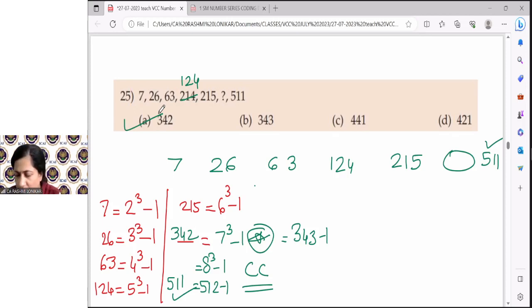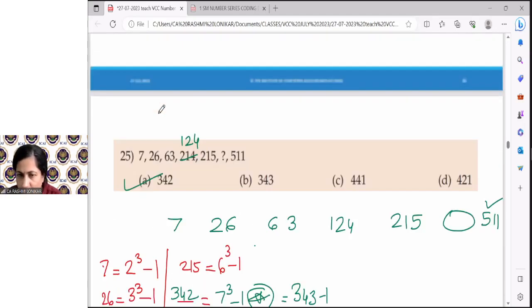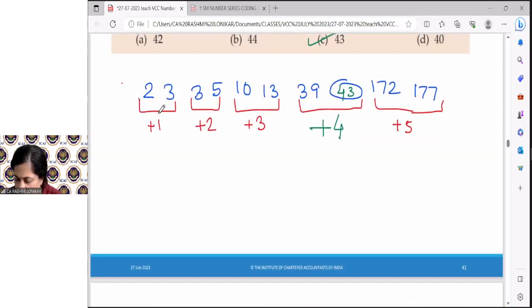I know this is a little tricky, but as you keep doing it. Yes, Priyanka, you could do that. 24th sum, you could do that.